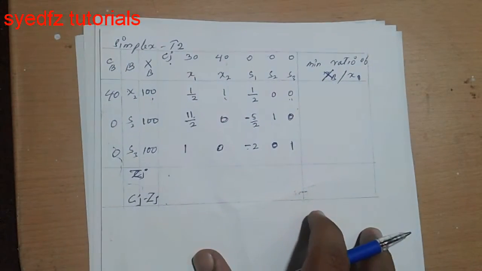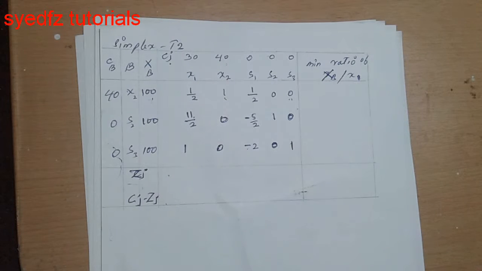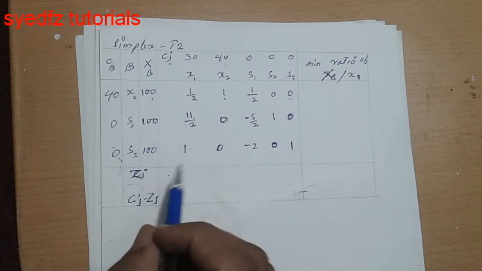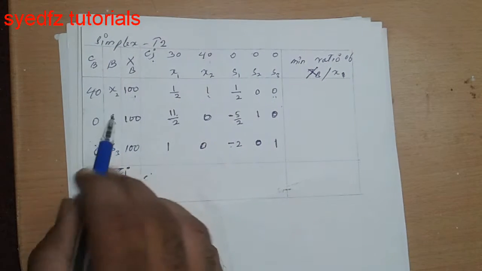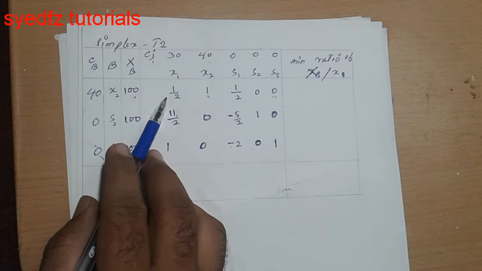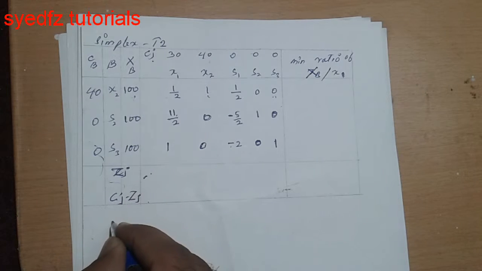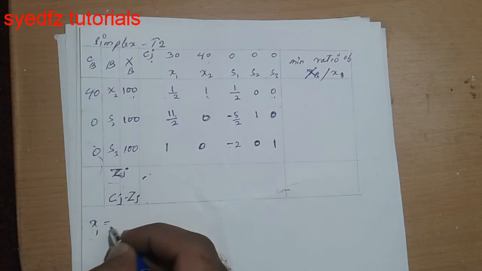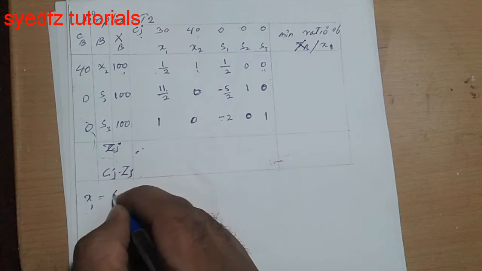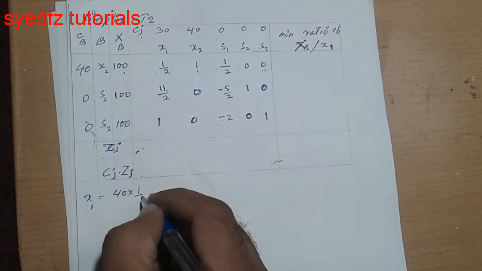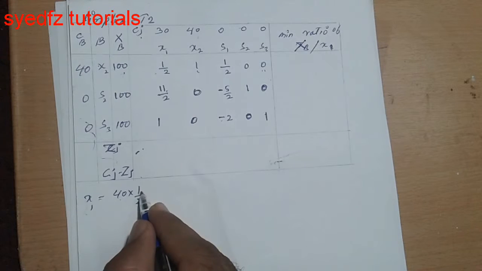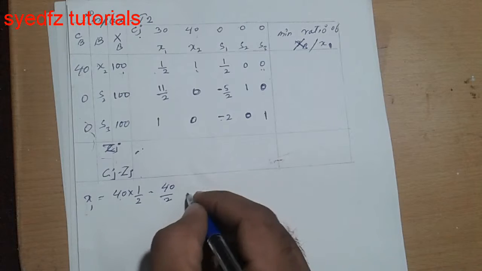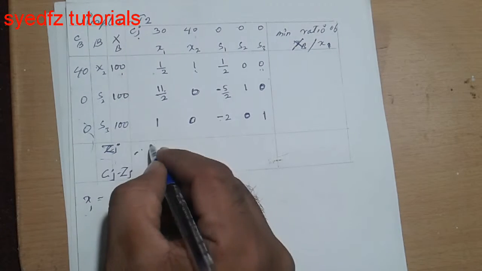Okay, now let's calculate first 40 into ZJ. We have to calculate. How do we calculate 40 into 1 by 2? First for x1, 40 into 1 by 2, 40 into 1, 40 divided by 2 is 20. So we got here 20.